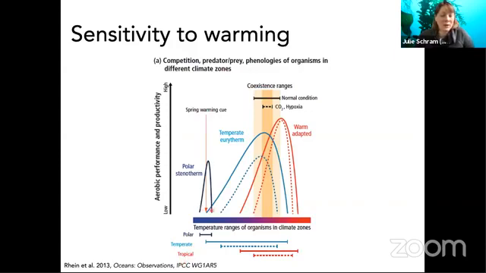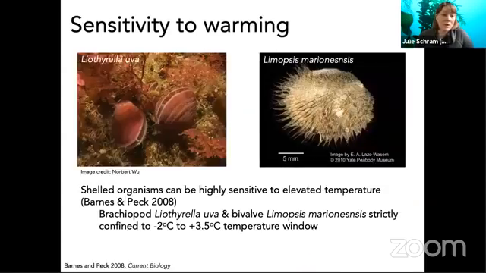You can see this area where they can do all of the physiological activities required for life is pretty narrow, especially when you compare it to both temperate and tropical organisms. And just to give you a couple examples of what this looks like, here are two species of benthic organisms.